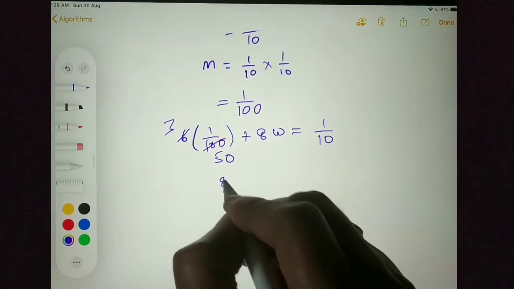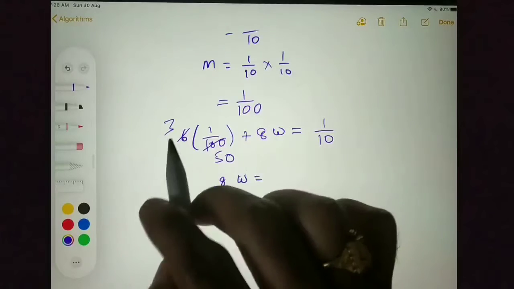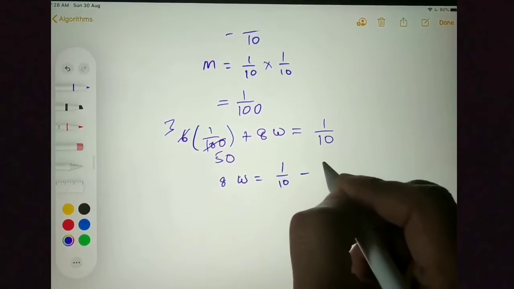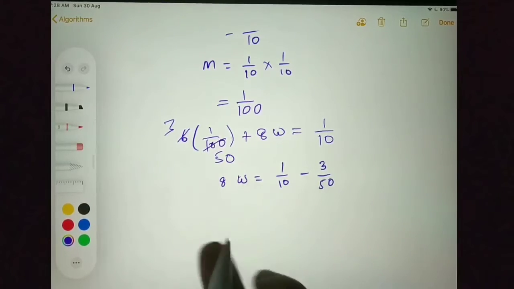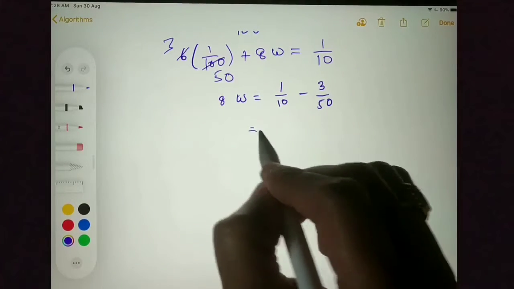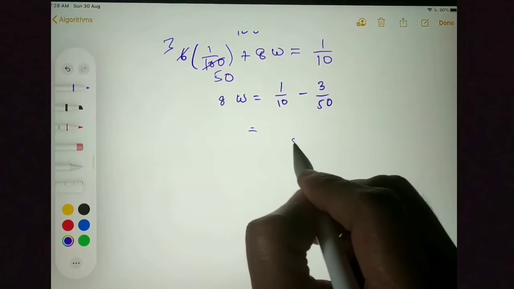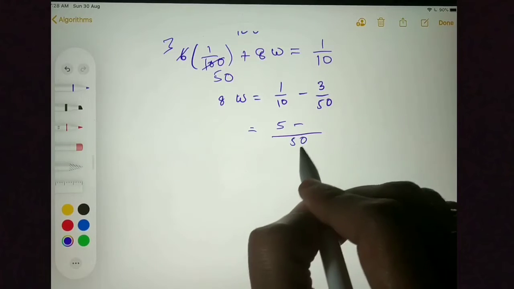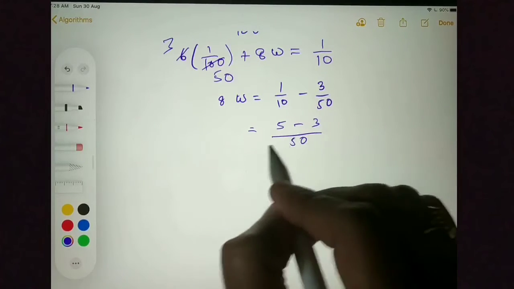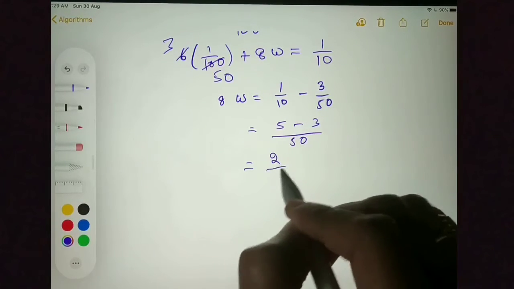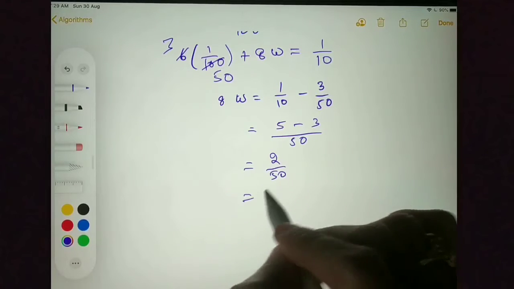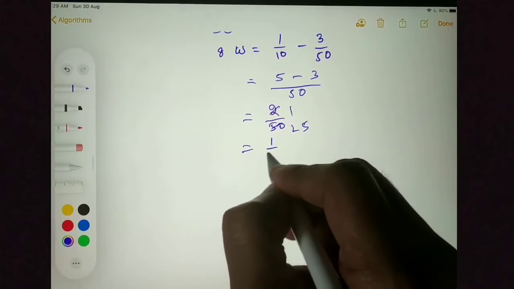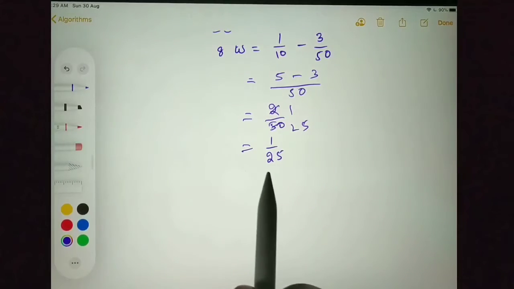So 8 women is equal to, if we move this 3 by 50 that side, 1 by 10 minus 3 by 50, and LCM is 50, and 50 by 10 is 5, and 50 by 50 is 1. 1 into 3, 3. It gives us 2 by 50, and finally it becomes 2 1s and 2 25s, so 1 by 25. This is 8 women's 1 day's work.